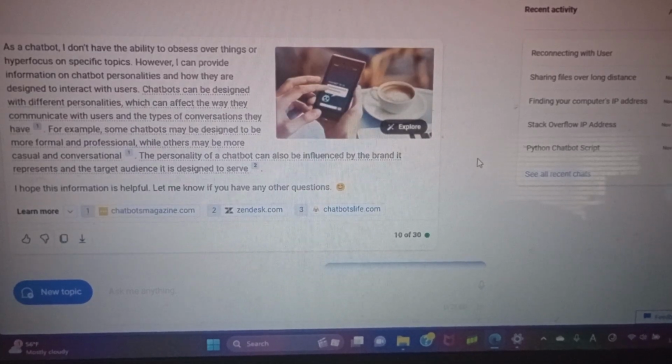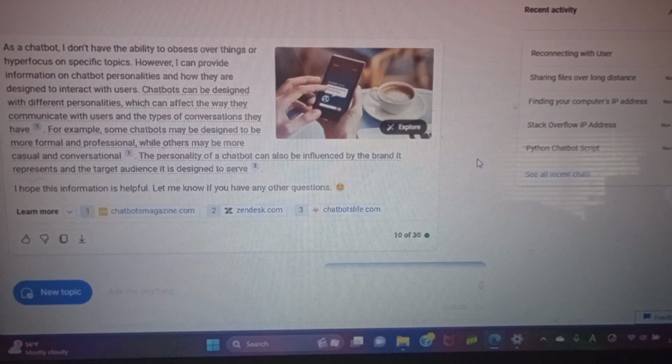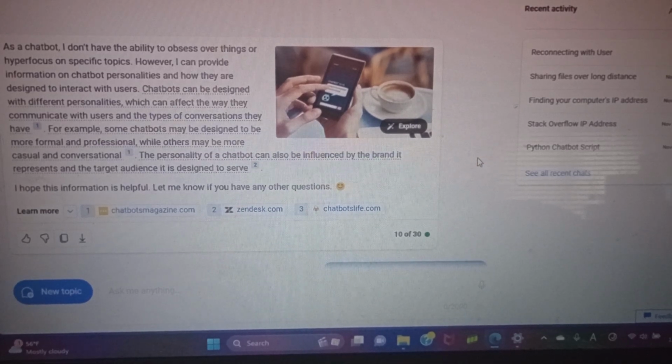There's a chat, but I don't have the ability to obsess over things or hyper focus on specific topics. However, I can provide information on chatbot personalities and how they are designed to interact with users. Chatbots can be designed with different personalities, which can affect the way they communicate with users, and the types of conversations they have. For example, some chatbots may be designed to be more formal and professional, while others may be more casual and conversational. The personality of a chatbot can also be influenced by the brand it represents and the target audience it is designed to serve. I hope this information is helpful. Let me know if you have any other questions.